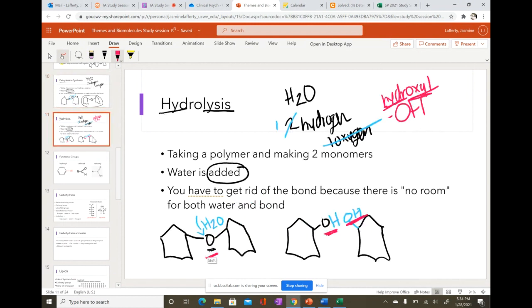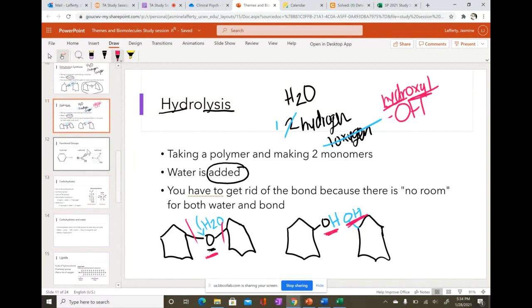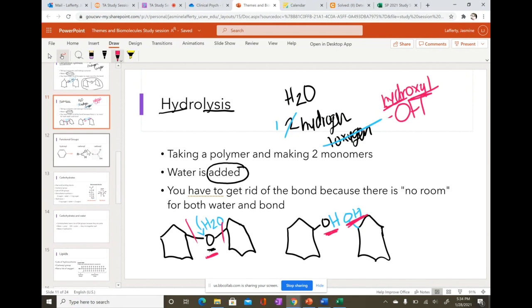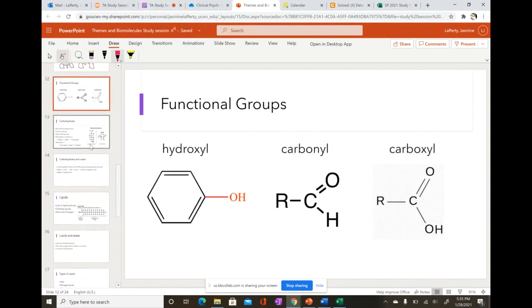In hydrolysis, you just have this linking bond, but water is going to come in. It's going to break that bond. I like to say that there's no room once you add water in, so the bond just breaks, and now you have two hydroxyl groups. Does this make more sense? Okay, taking that as a yes.